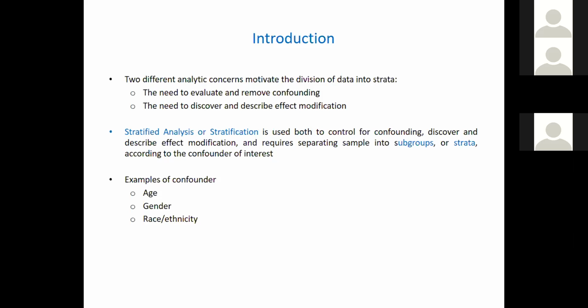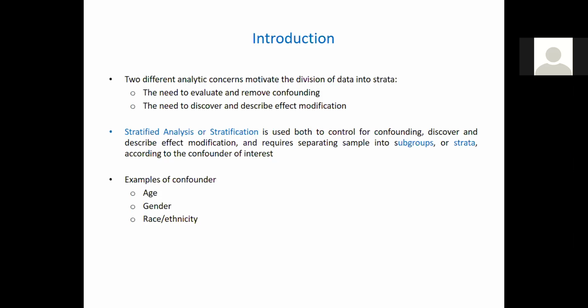So there are 2 different analytic concerns that motivate the division of data into strata. What motivated you to do that in the past? 1, the need to evaluate and remove confounding. There is something called a confounding variable, and you want to remove the effect of the confounder. So you do stratified analysis. Of course, it is the same confounding that logistic regression will deal with.